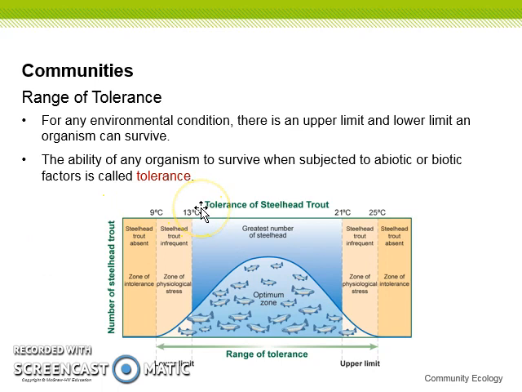Here we have a picture of tolerance of steelhead trout. On the left side, we have the lower limit for the range of tolerance, and moving to the right, it goes all the way to the opposite extreme of upper limit. And along the y-axis, we have number of steelhead trout. Notice that in the range of tolerance, temperature moves from 9 degrees centigrade to 25.